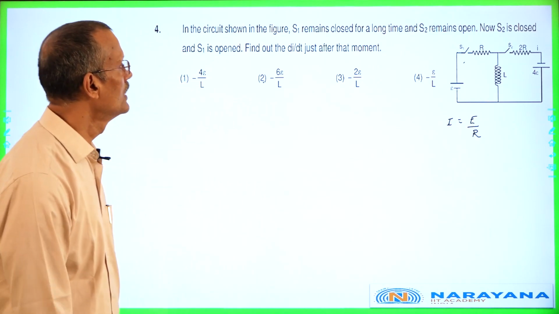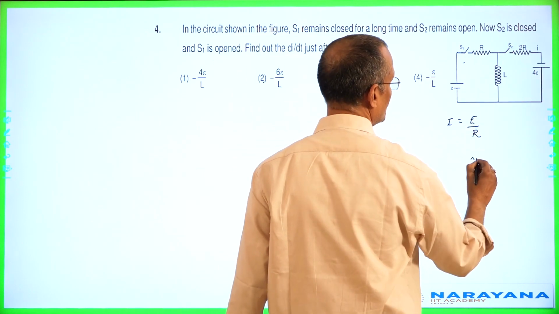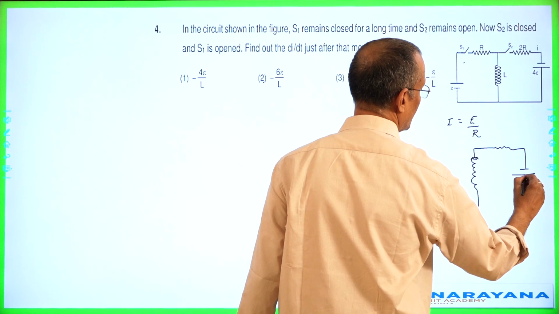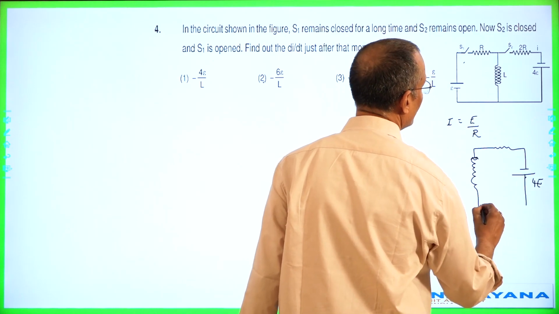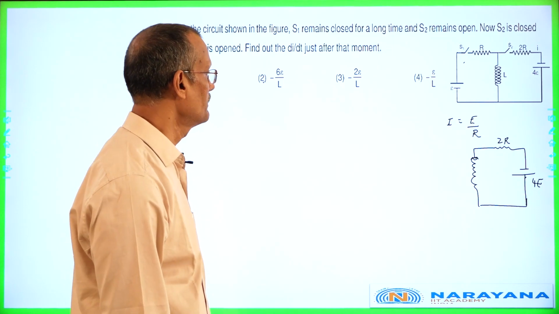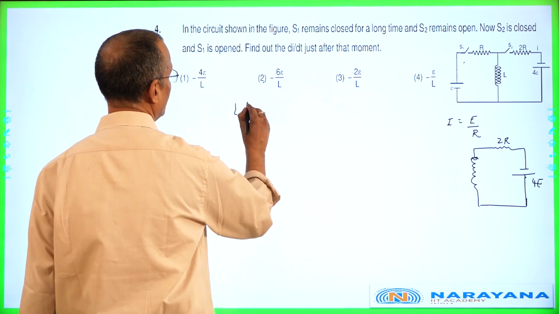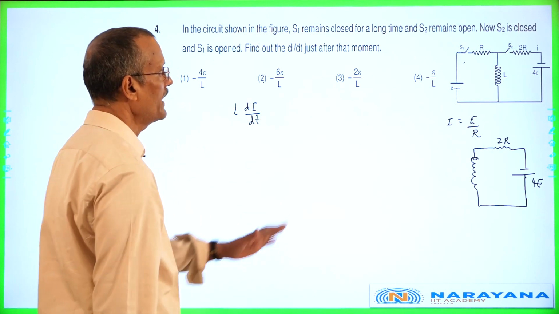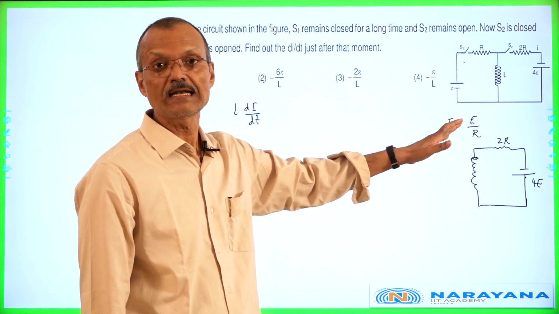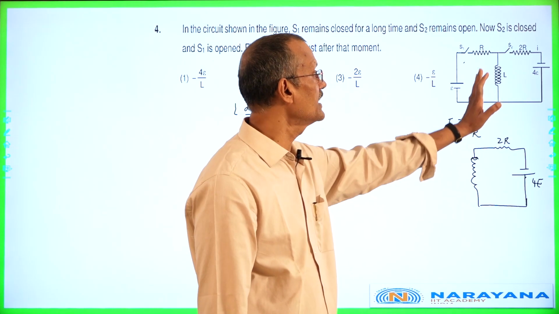Now they are telling you that S2 is closed, S1 is open. So now you will have to concentrate only on this circuit. So this is the inductor, here you have 2R, here you have 4E. They are asking you di by dt. The moment you open S1 and close S2, all of a sudden, the current flowing through the inductor will not change. Current flowing through the inductor is E by R, so the same current will flow through this.